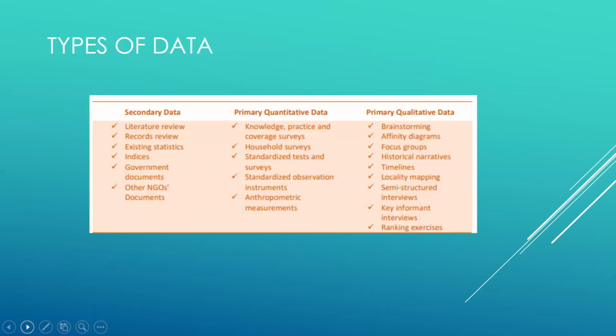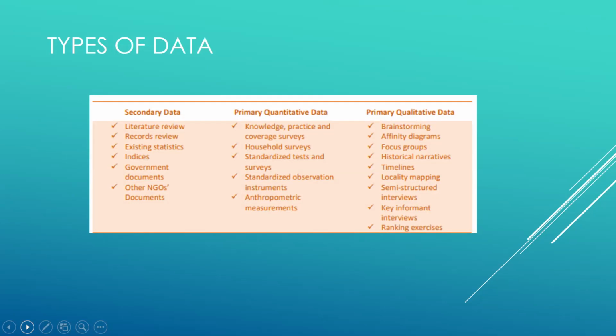And then when we're talking about primary quantitative data, you're talking about household surveys. This is where, maybe through a church or a mosque, you have actually taken time to ask questions. You're talking about standardized tests and surveys, standardized observation using instruments and things like that.